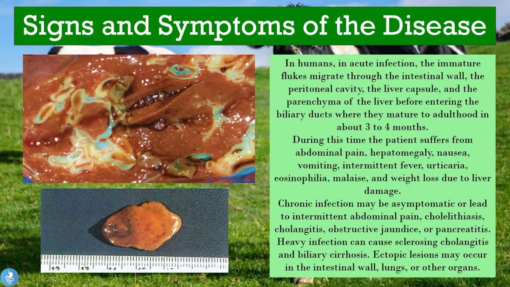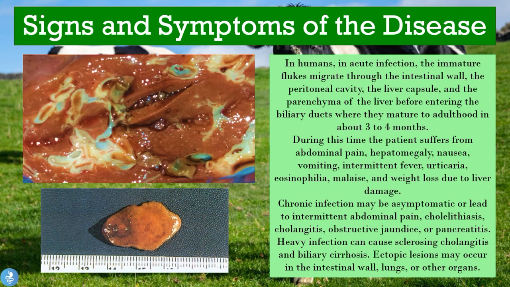So during this time, the patient suffers from abdominal pain, hepatomegaly, which means the enlargement of the liver, nausea, vomiting, an intermittent fever, urticaria, eosinophilia, which is actually an increase in the white blood cells, the specific type called the eosinophils, and this is the body's basic response to a parasitic infection. We usually have elevated levels of white blood cell eosinophils. The patient will also suffer from malaise and weight loss due to the liver damage.